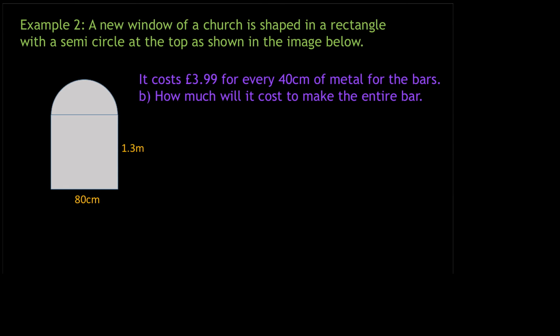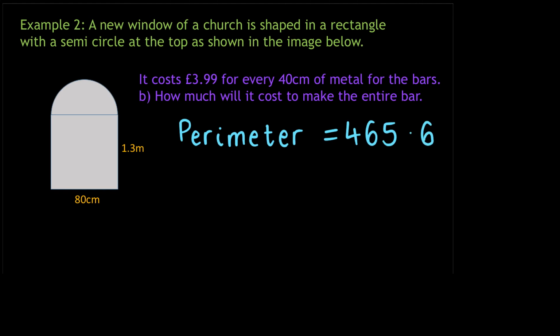Part B of this question says it costs £3.99 for every 40 centimetres of metal for the bars. How much will it cost to make the entire bar? So, in part A of the question, we worked out that the total perimeter of that shape, this compound shape with a rectangle and a circle, is 465.6 centimetres. And every 40 centimetres of that costs £3.99.